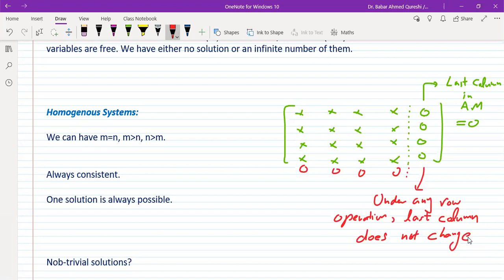I give you any homogeneous system. Let's write an example. 3x1 plus x2 minus x3 is 0. 2x1 minus x2 plus 6x3 is 0. x1 minus x3 is 0. Can you tell me one solution?